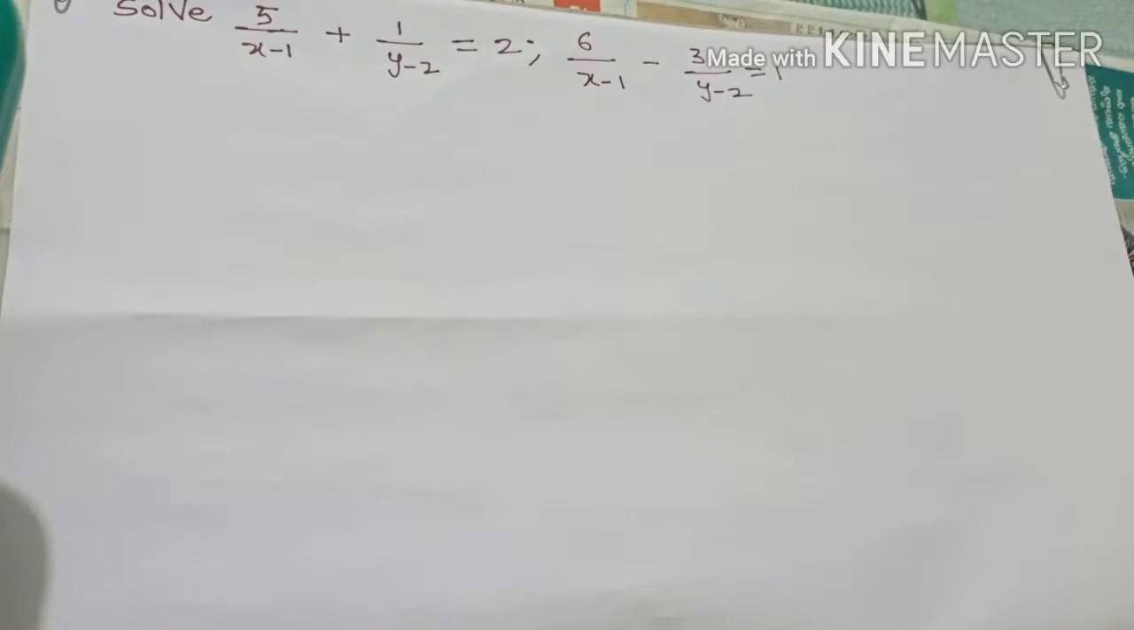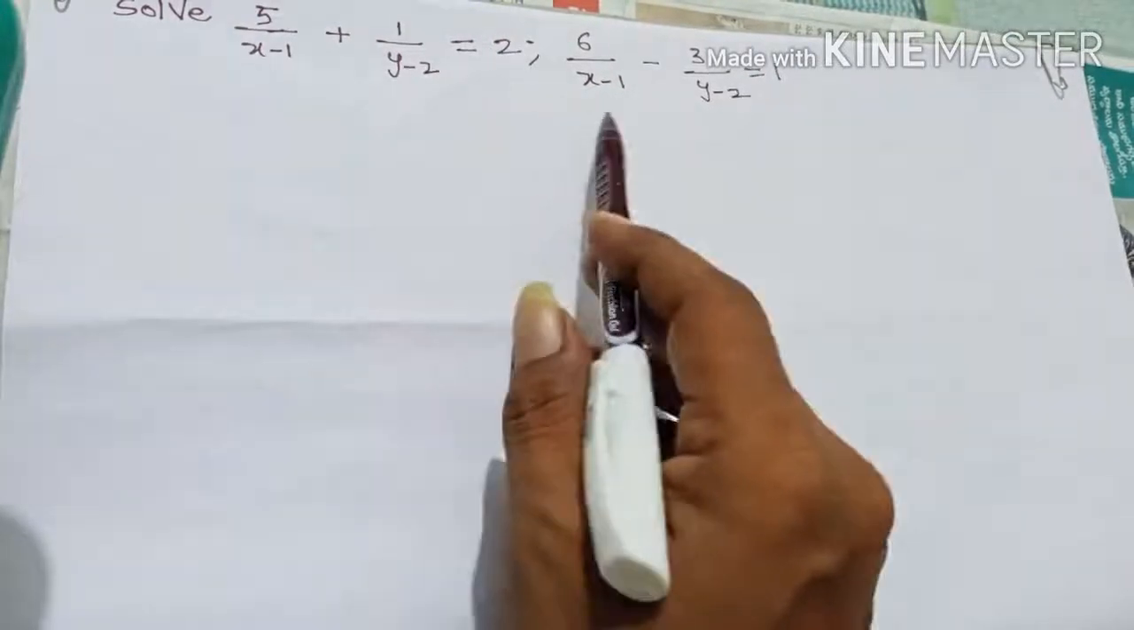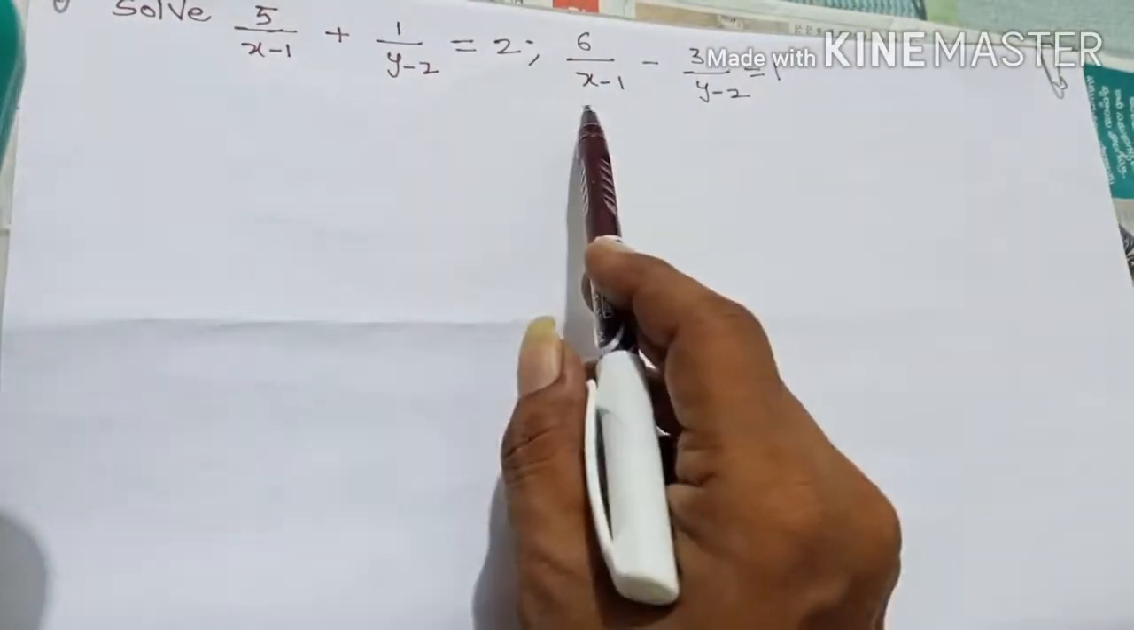Today I am here with you to explain pair of linear equations in two variables. In my previous videos I have already explained how to solve a pair of linear equations in elimination method and substitution method. Today here we have two linear equations. Okay, we have to solve these two linear equations. Can you observe what is the specialty of these two linear equations?